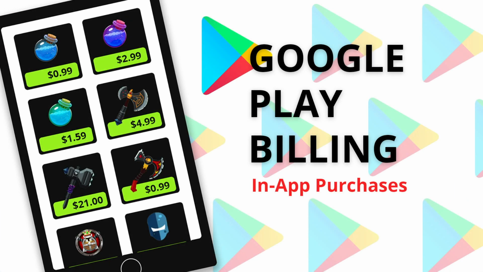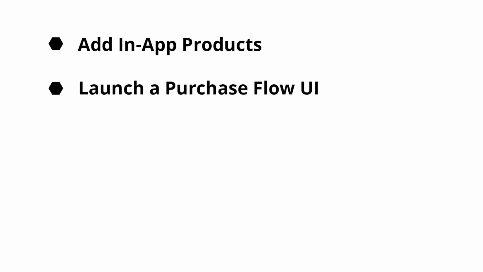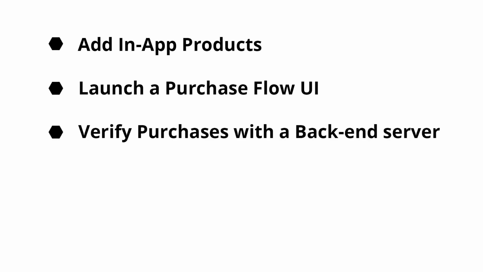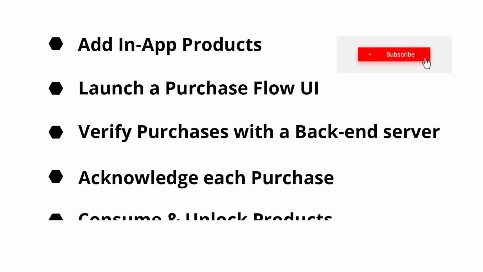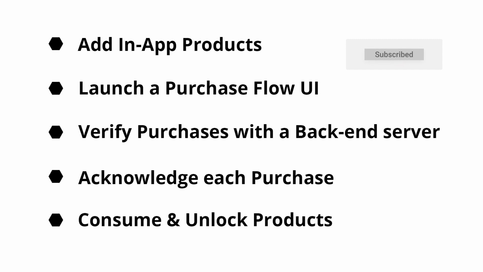Hello, in this video, I'll show you how to use the Google Play billing library to start selling in-app products in your apps. We'll go over how to add in-app products from the Google Play console, launch a purchase flow UI to allow users to purchase the item, verify the purchase with a backend server using Firebase Cloud Functions and the Firestore Database, acknowledge the purchase to finalize and receive the payments, and then we'll unlock the product so users can purchase the same item again.